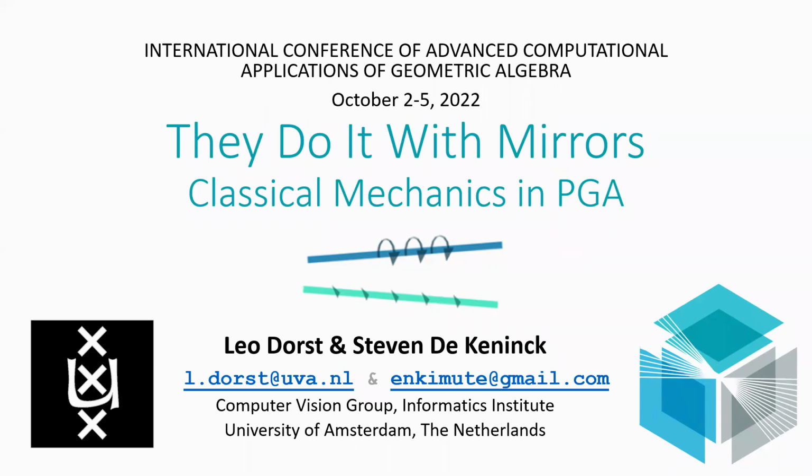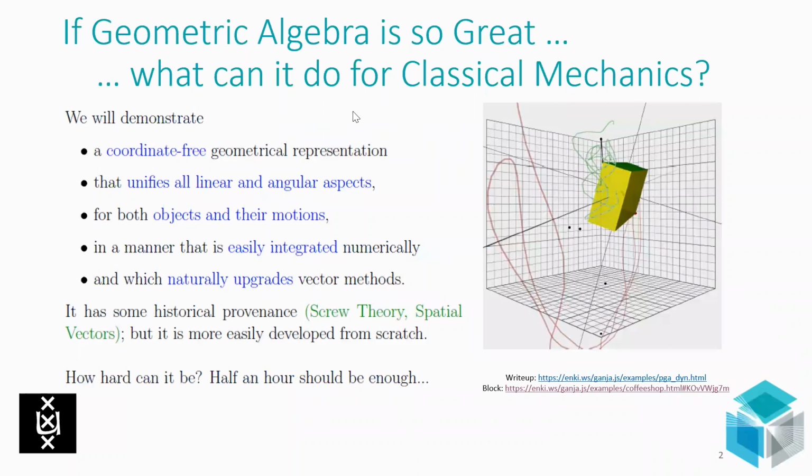When you go to geometric algebra, and now I have the same problem as the previous speaker, that it doesn't go to the next slide, but now it has. So if geometric algebra is so great, what can I do for classical mechanics? That's the thing I'd like to treat now.